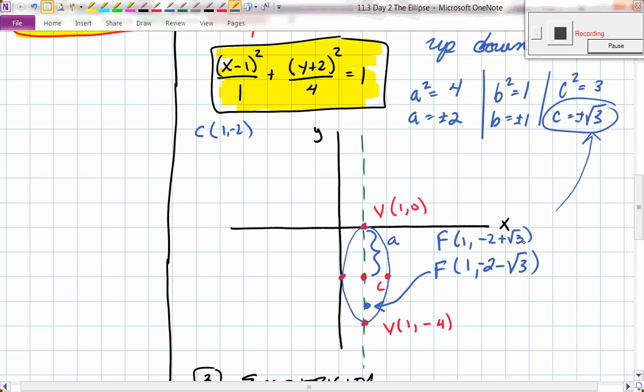There you go. Now, the book in the back will combine these two to make it look like this. 1, negative 2 plus or minus the square root of 3. Now, if I didn't tell you that, you would not know what the heck was going on back there. All right? You can write it like that. You can do the cool plus or minus thing. You guys got it?